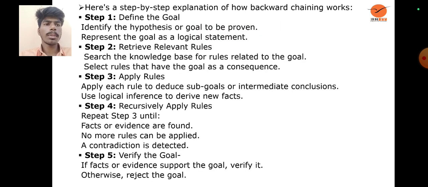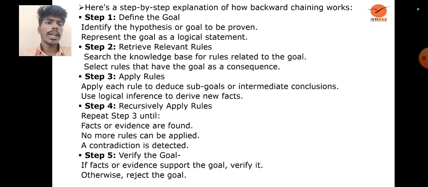Here is the step by step explanation of how backward chaining works. Step 1: define the goal. Identify the hypothesis or goal to be proven. Represent the goal as a logical statement. We need to find the goal states.